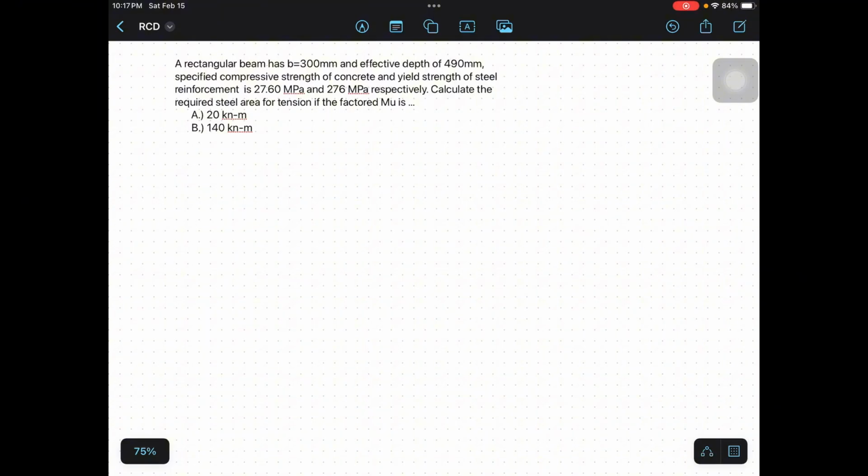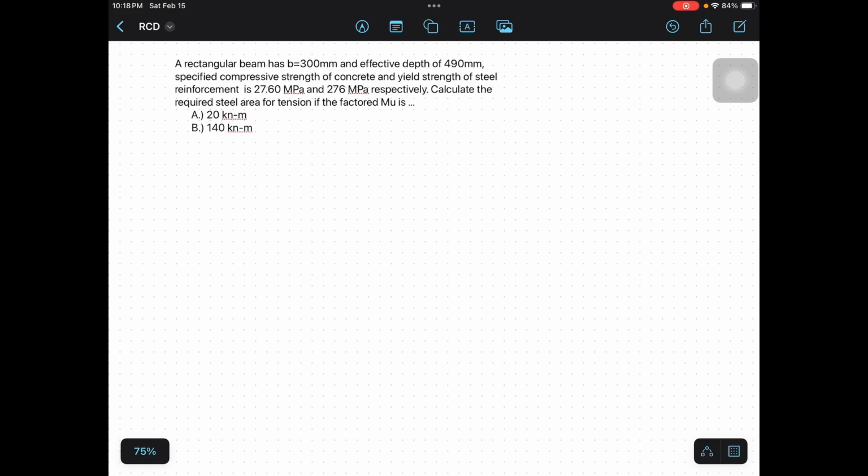A rectangular beam has a base of 300 mm and effective depth of 490 mm. The specified compressive strength of concrete and the yield strength of steel reinforcement are 27.60 megapascal and 276 megapascal respectively. Calculate the required steel area for tension if the factored moment Mu is (a) 20 kilonewton meter and (b) 140 kilonewton meter.